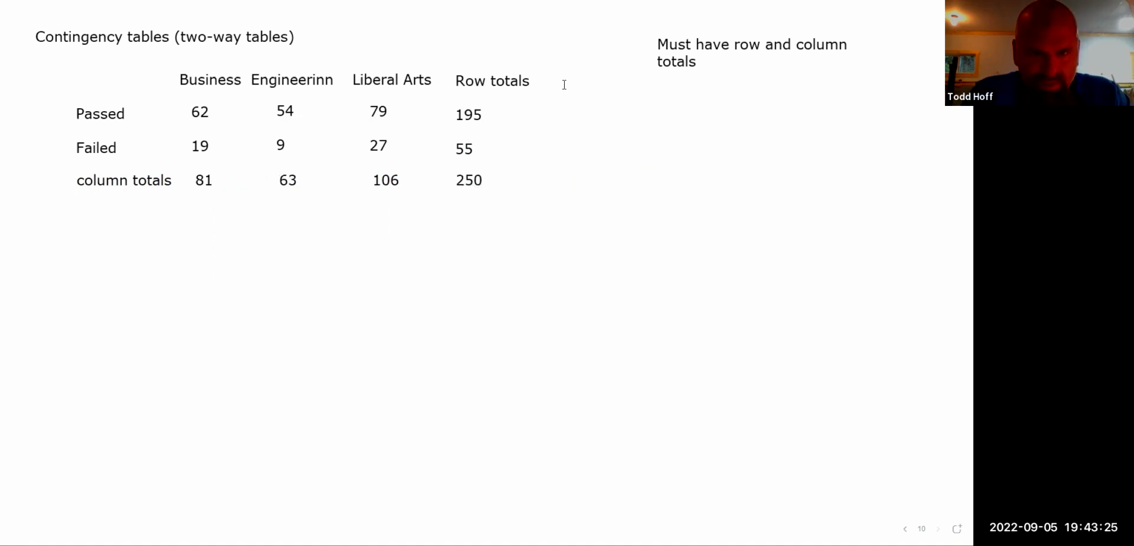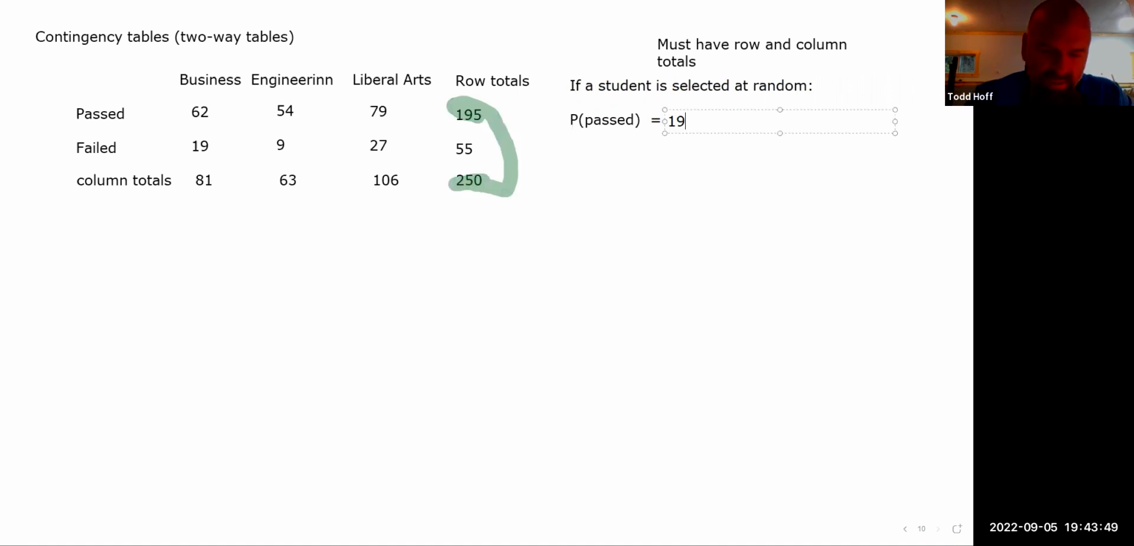So let's find the probabilities. A student is selected at random. What is the probability the student passed? Well, we look over here. 195 students passed out of 250 total. So we have 195 out of 250. 0.78, I believe, is what that comes out to be.